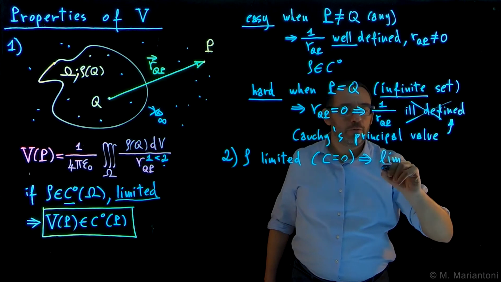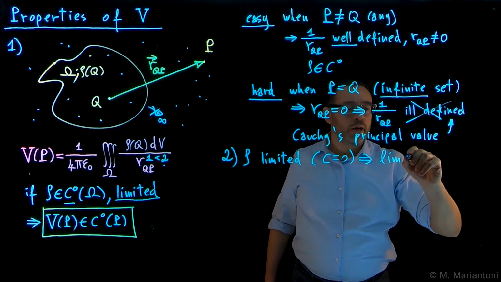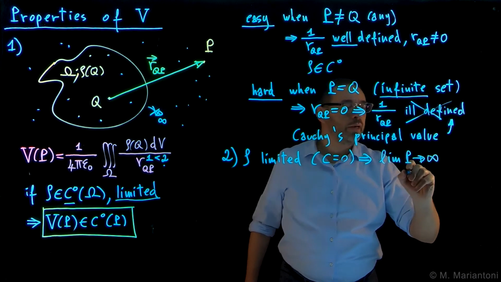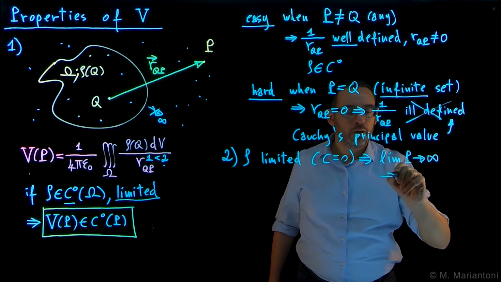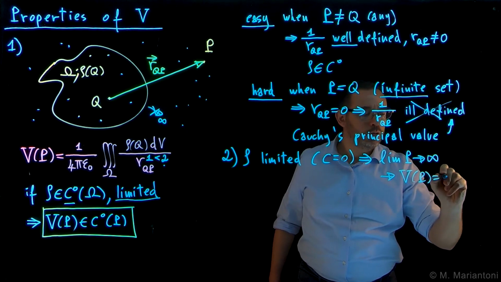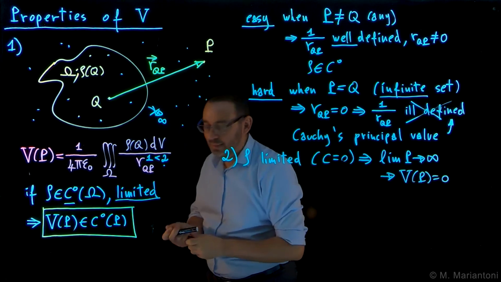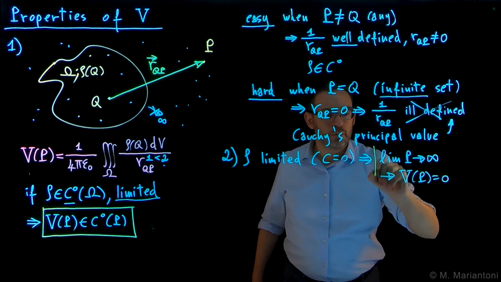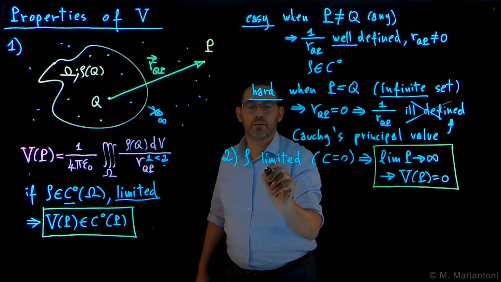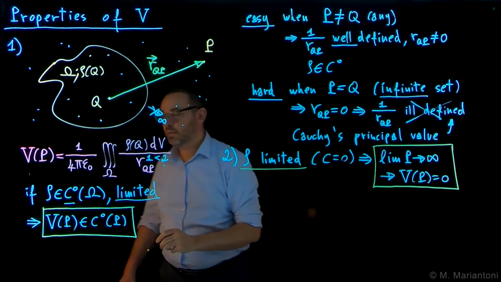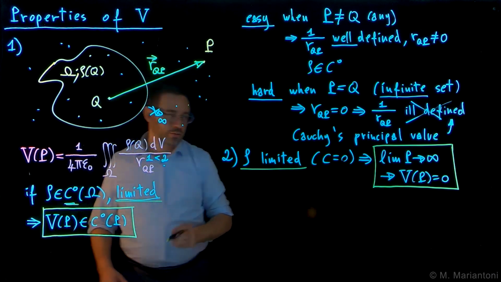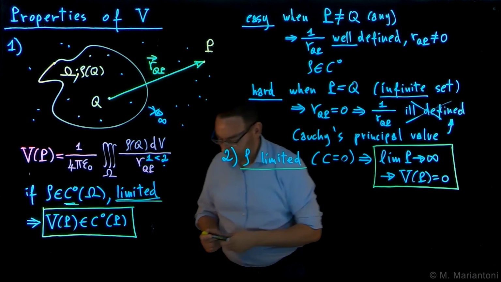So the limit for, again, in this case, P that goes to infinity results in a V of P equal 0, okay? So this is the second big property. The electrostatic potential goes to 0 at infinity if ρ is limited. All right? So continuous and 0 condition at infinity.